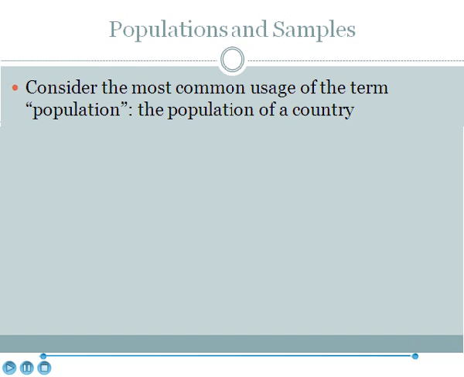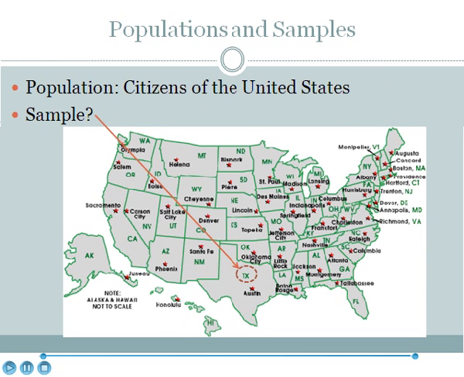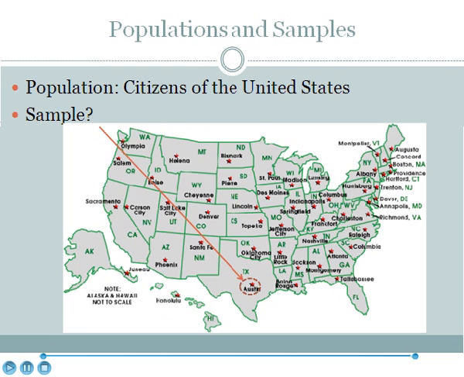Consider the most common usage of the term population, the population of a country. For example, the population of the United States would be the citizens of the United States. A sample from the population of the citizens of the United States would be the citizens of the state of Texas. Or, consider another possibility. A sample might just be the citizens of the city of Austin, Texas.